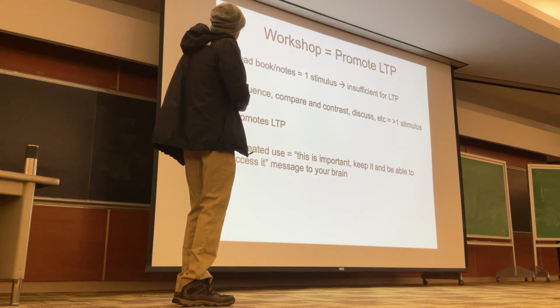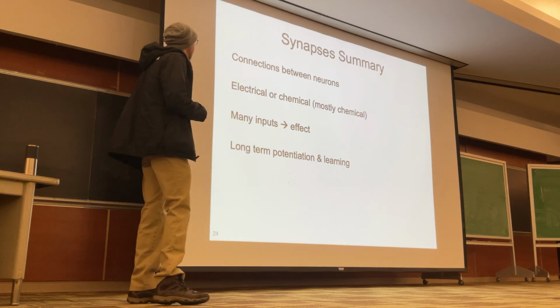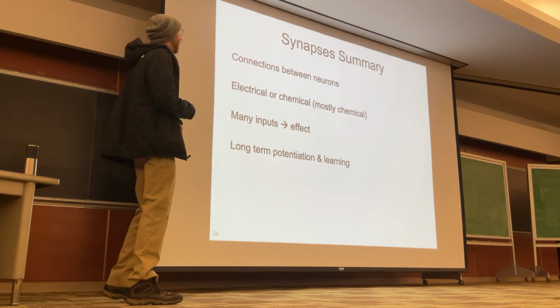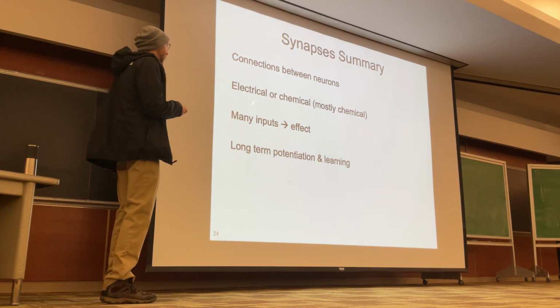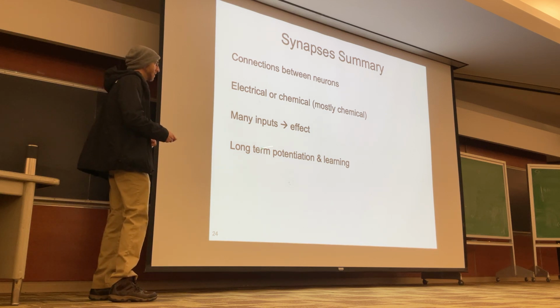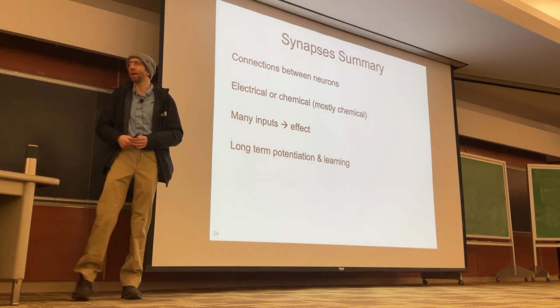Good. Okay, so let's summarize synapses. It's connections between neurons. We talked about electrical or chemical synapses, but we're all about chemical. As we talked about, there are lots of different inputs that are all going to get summed to get a specific effect. And we talked about long-term potentiation and how that affects learning.